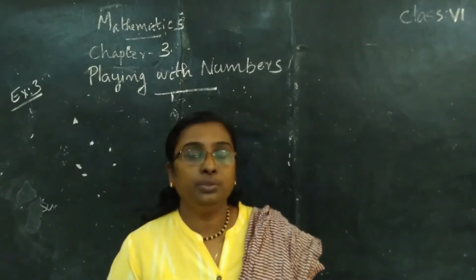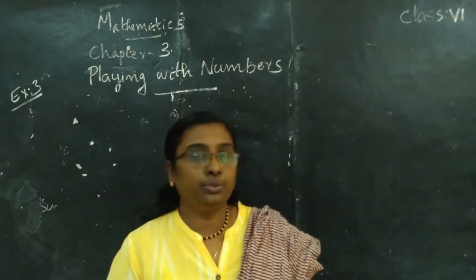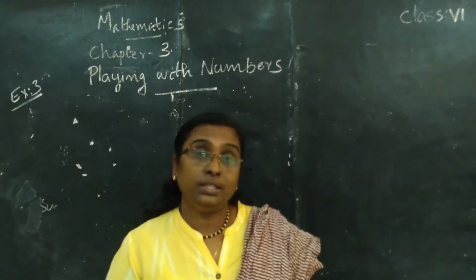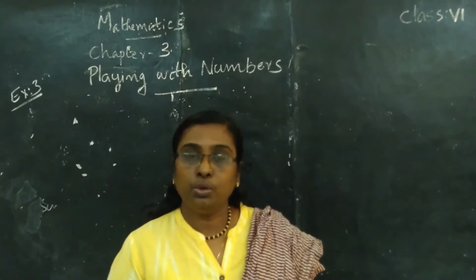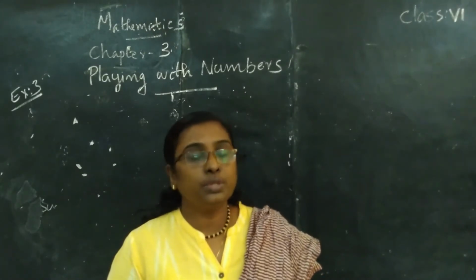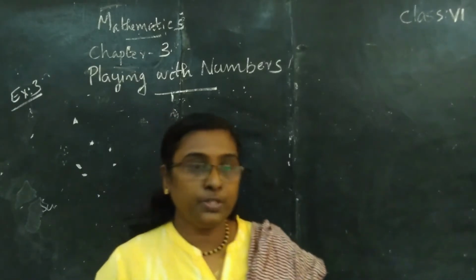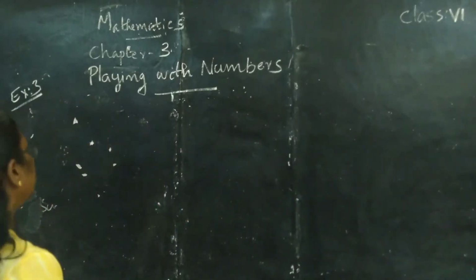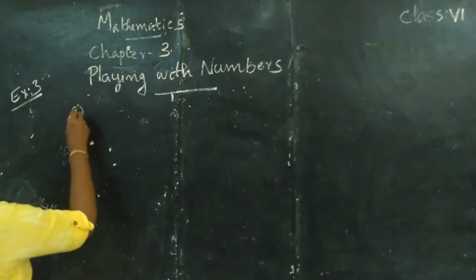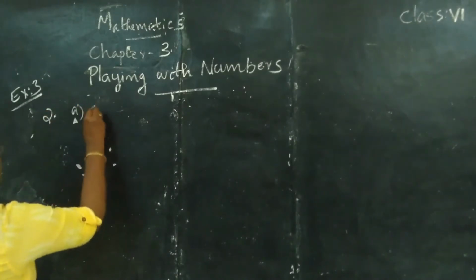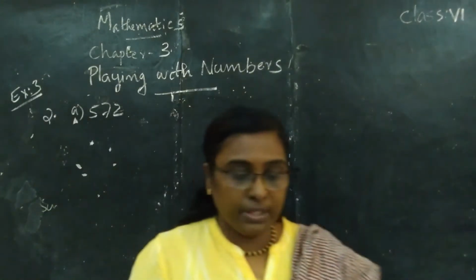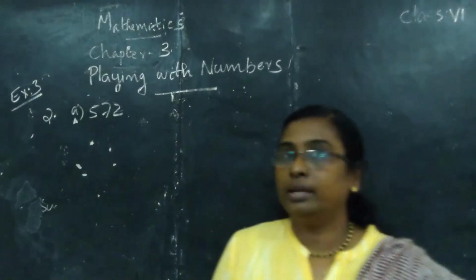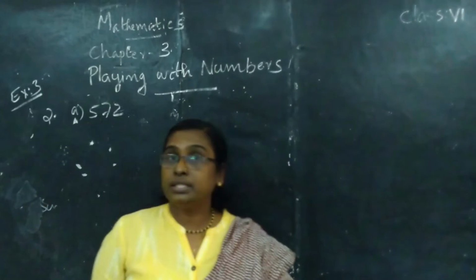Okay. I will do the first two and the last two questions. All other questions you can do in this way. So the other questions you should do as homework. The first one is 572. We have to check whether this number is divisible by 4 and 8.